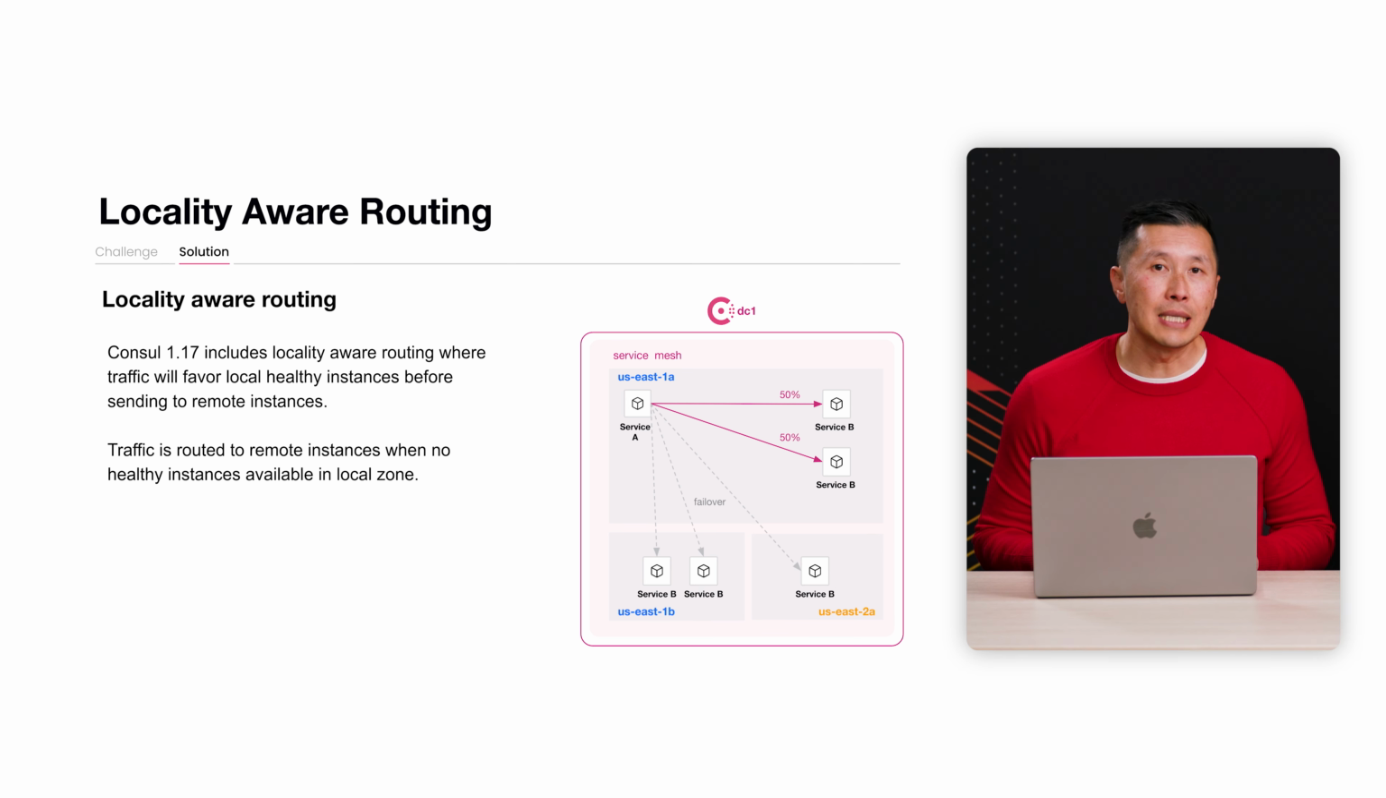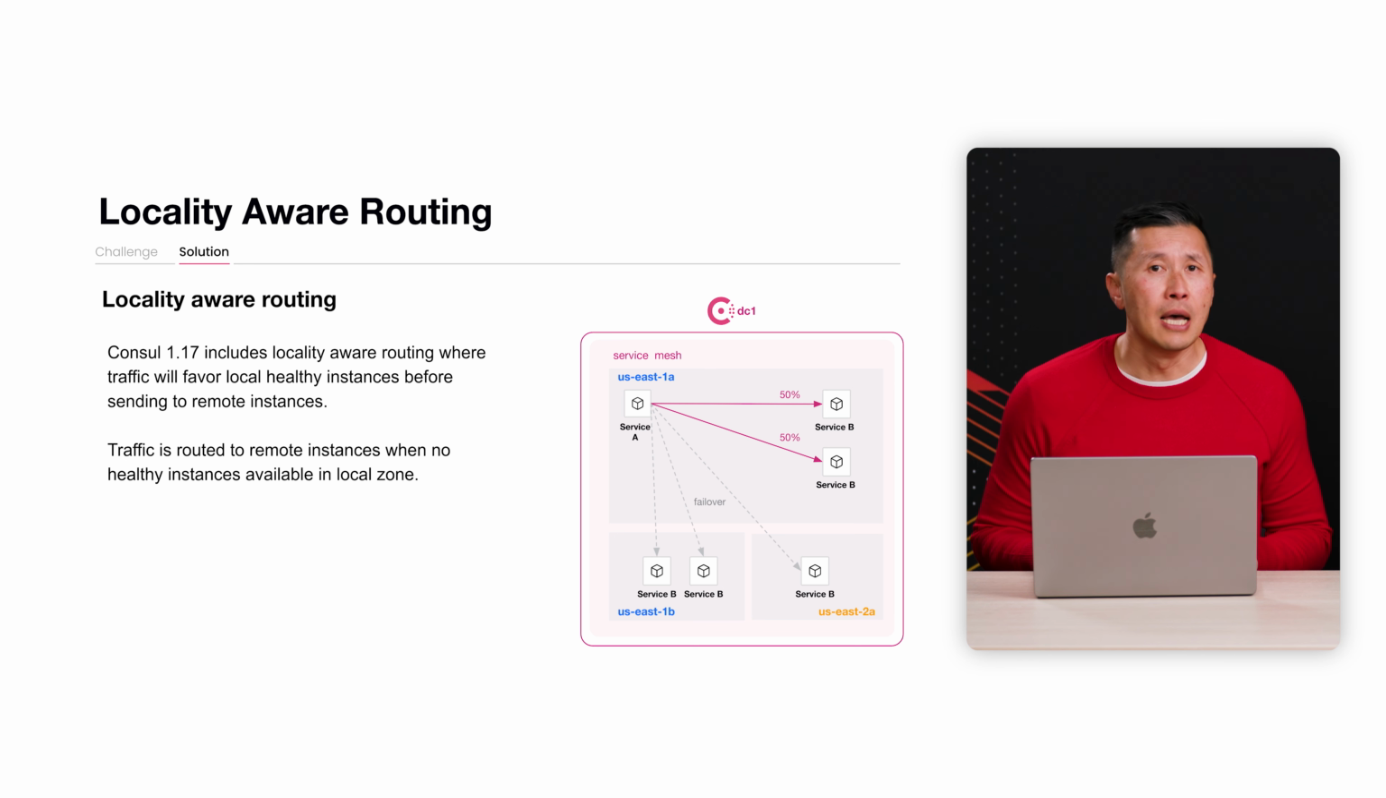So our solution to this is locality-aware routing in Consul 1.17. This feature automatically keeps traffic local and in the same availability zone between downstream and upstream service instances. And if local instances fail, traffic will automatically fail over to remote instances. So basically, Consul treats upstream services that are in non-local zones and regions as failover locations, which can help organizations save on their cloud bill and reduce latency.